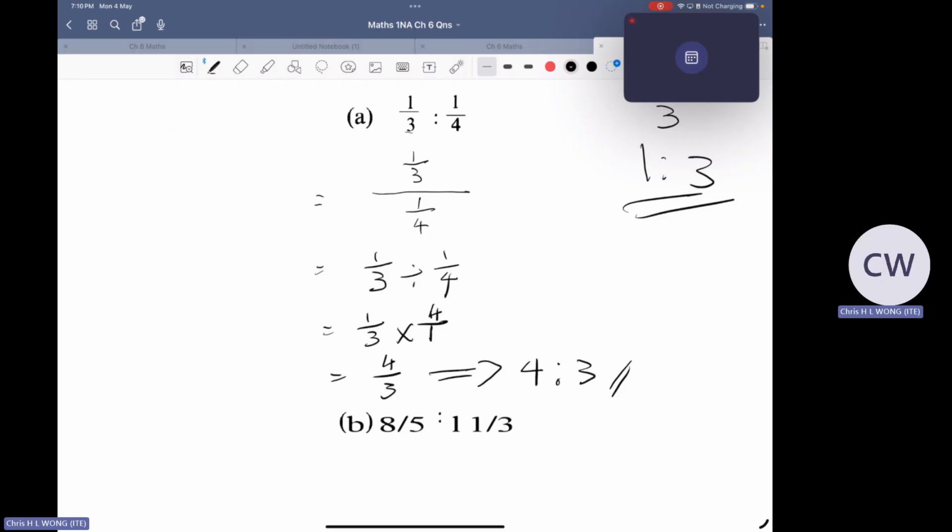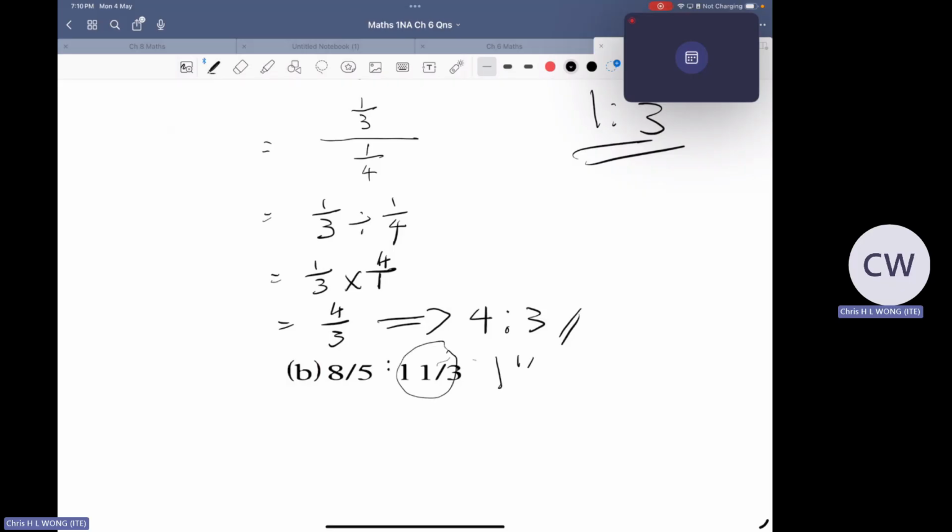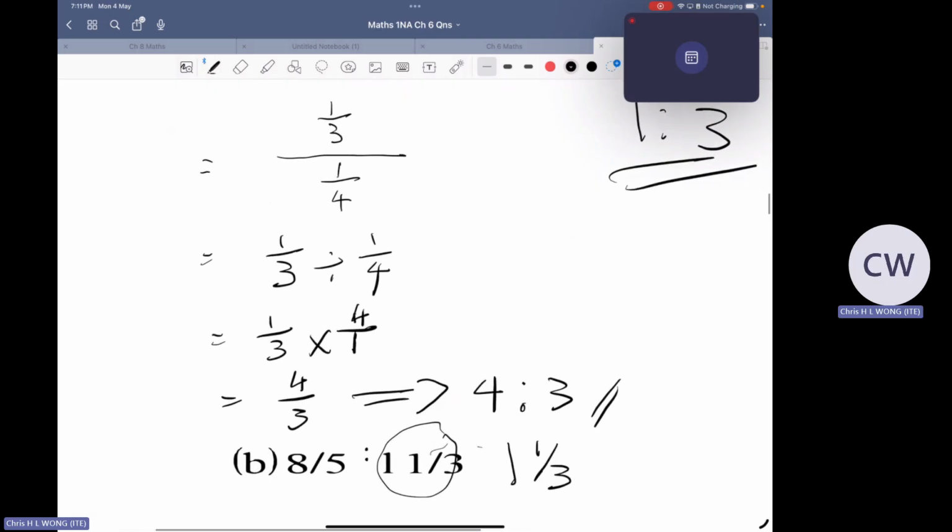Okay, do the next one for me. This one, the next one. This is not 11, this is 1 and 1/3, okay? Because it looks like 11, you probably read it as 11. So even though it is a mixed number, you can do the same thing. It doesn't matter, so don't worry about all these things. You already learned it, you know it's the same.